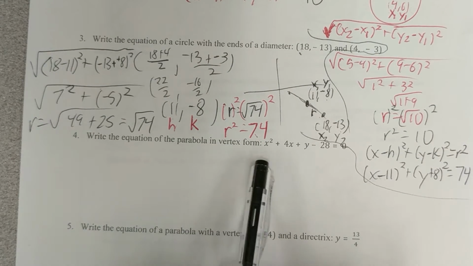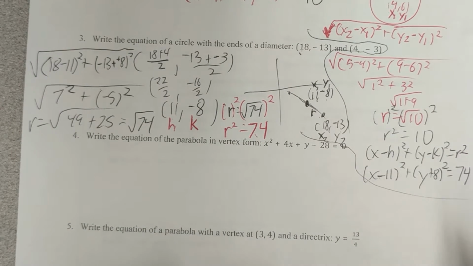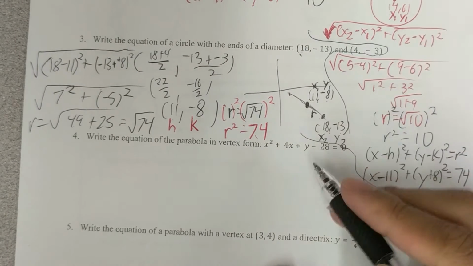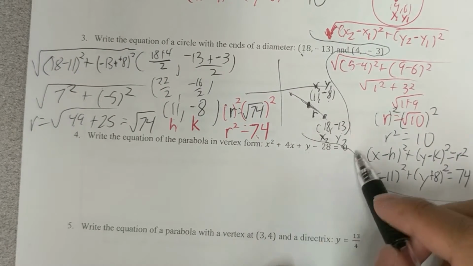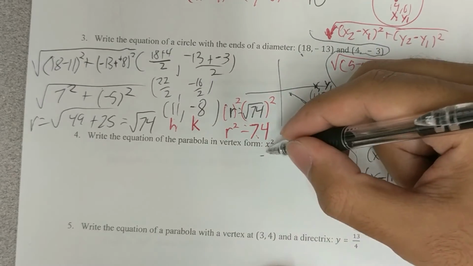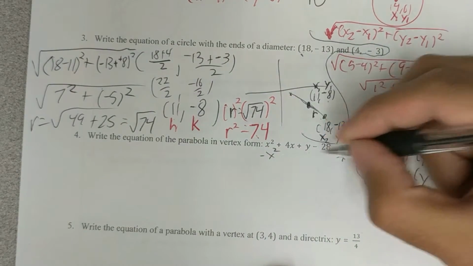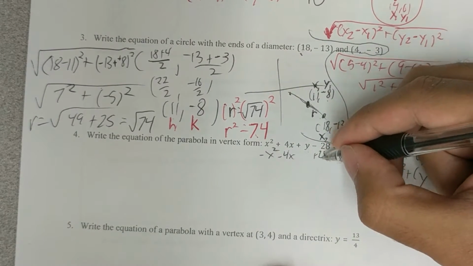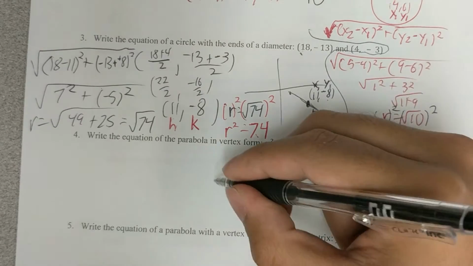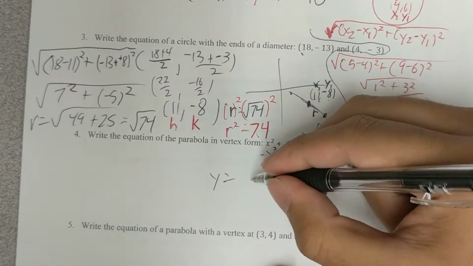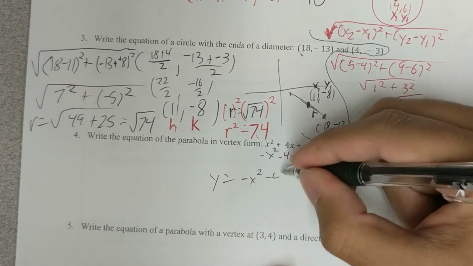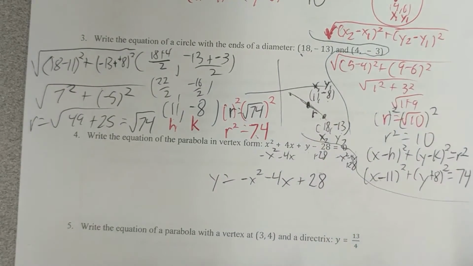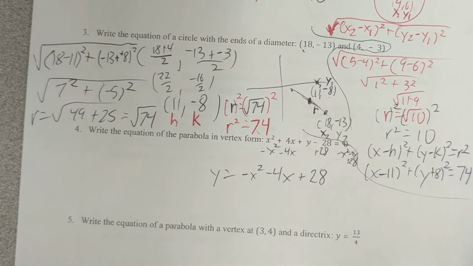Find the equation of the parabola in vertex form. So first, I'll get the y by itself. So I want to keep y positive, so I'm going to move everything to the other side. So I need to subtract the x squared over, subtract the 4x over, and add the 28 over. Okay, so y equals negative x squared minus 4x plus 28. So this is standard form, but they ask for vertex form.